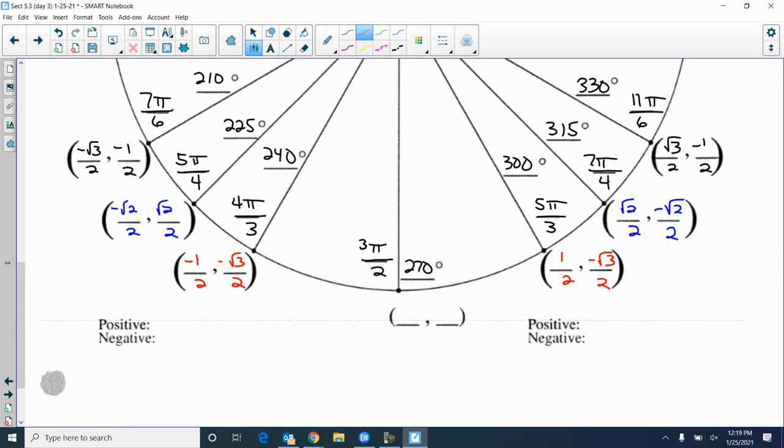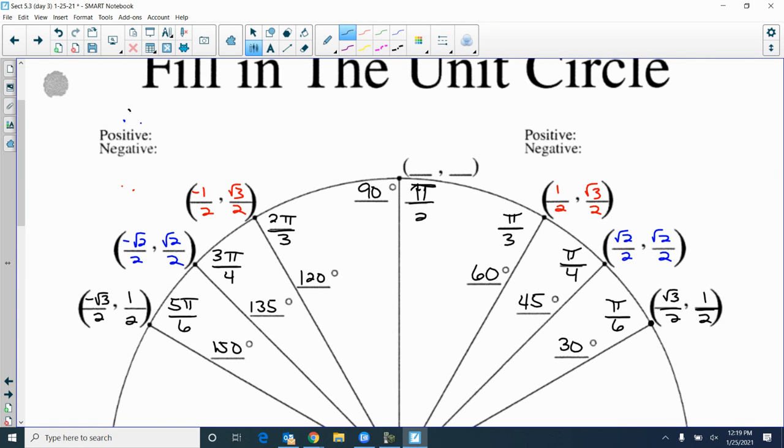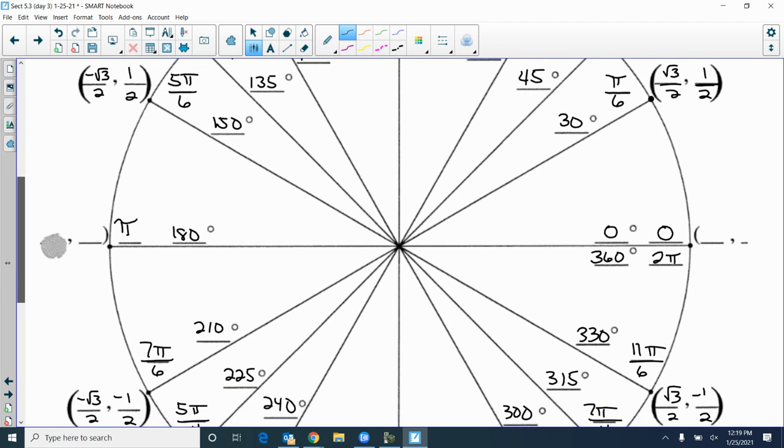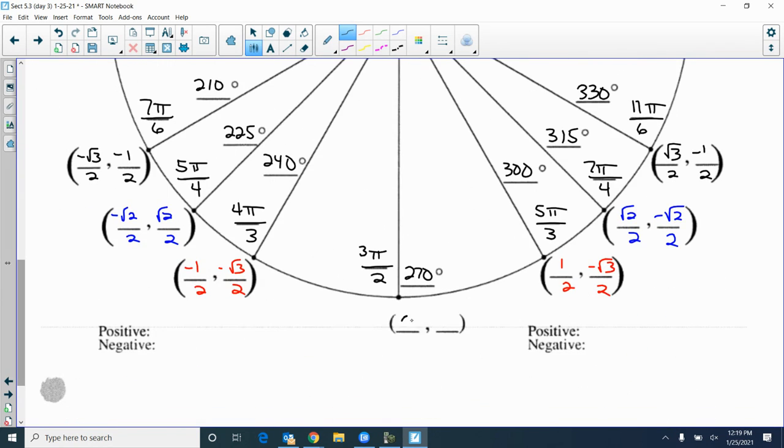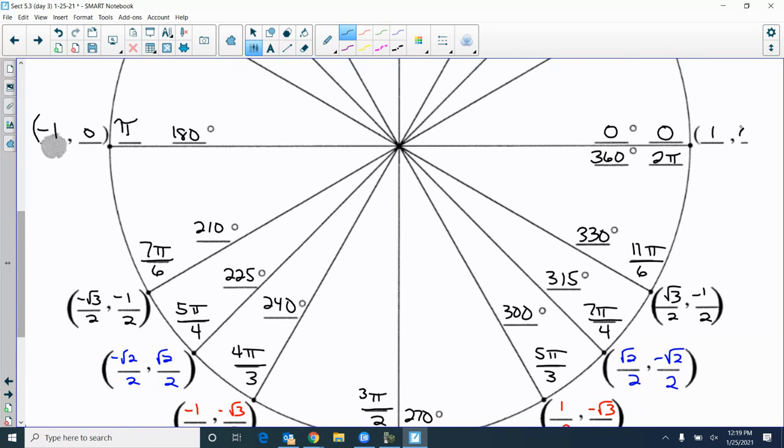Don't forget your 90, your 180, your 270. All we have to do is put down the ordered pairs there. I had not done that yet. For 90, we get 0, 1. For 180, negative 1, 0. For 270, 0, negative 1. And I don't think I have 0 degrees down. 0 degrees: 1, 0.